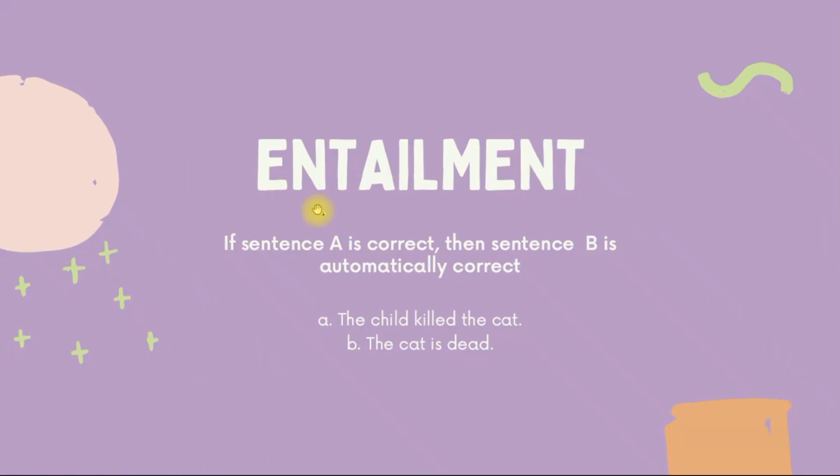And then the relation entailment. If sentence A is correct, then sentence B is automatically correct. So what does it mean? We have two sentences here. For example, "The child killed the cat." And then the next example is "The cat is dead." Of course, it is automatically correct because the word killed has the meaning that the object will be dead. So if the child killed the cat, it means that this cat will automatically be dead.